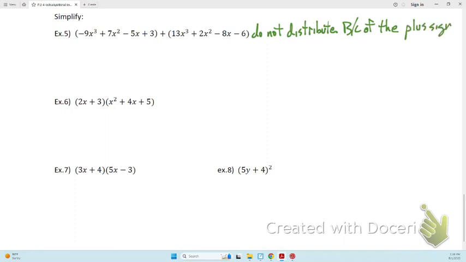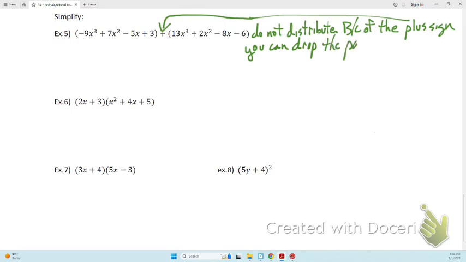Now, there are a few other plus signs. We're talking about that plus sign. Because of the plus sign, you can drop the parentheses and combine like terms.